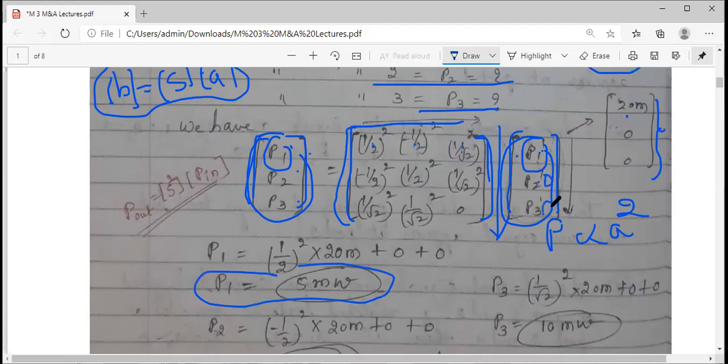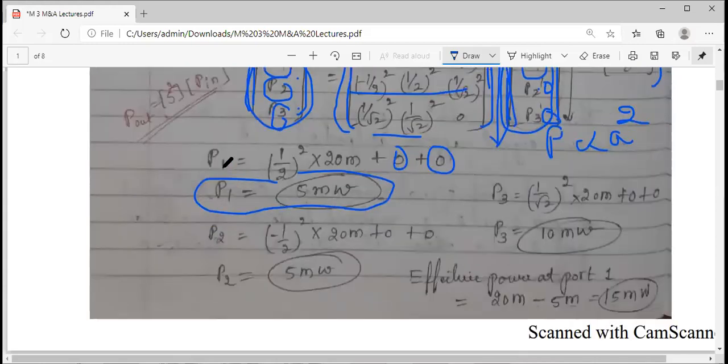Remaining two terms are 0, 0 here. So if these two terms will not come, so these are 0, 0. It is 5 milliwatts. Similarly, how you will get P2? Second row into column. And similarly, P3 is a third row into column. If you multiply, you'll get P1, P2 is also 5 milliwatts, and P3 10 milliwatts.